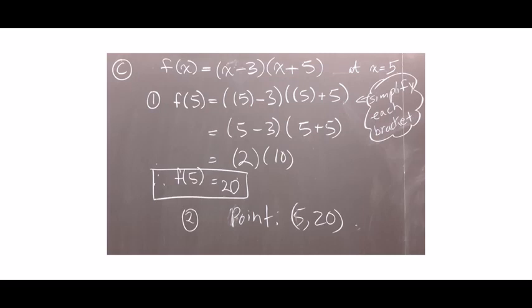For part C, we're doing exactly the same thing. We substitute whatever we're looking for into our equation. Always use BEDMAS rules to help you simplify. I look inside my brackets and I notice I have 5 minus 3 and 5 plus 5, one in each bracket. We simplify each of those, and then we multiply the results to get f of 5 is 20, so therefore our point is 20.